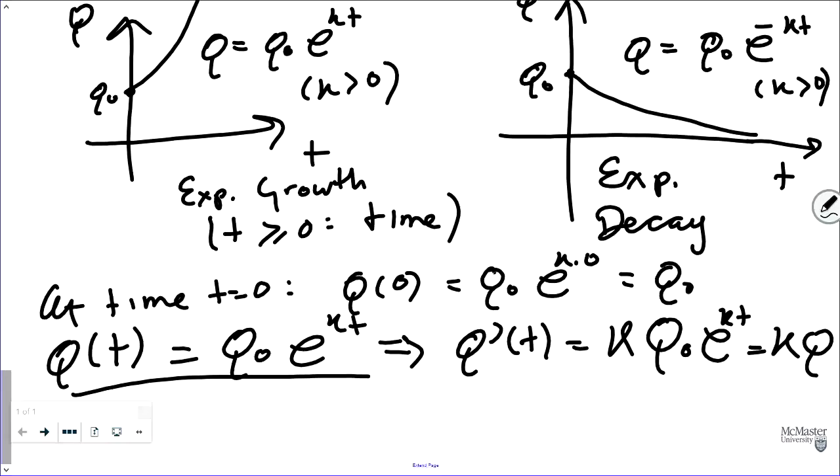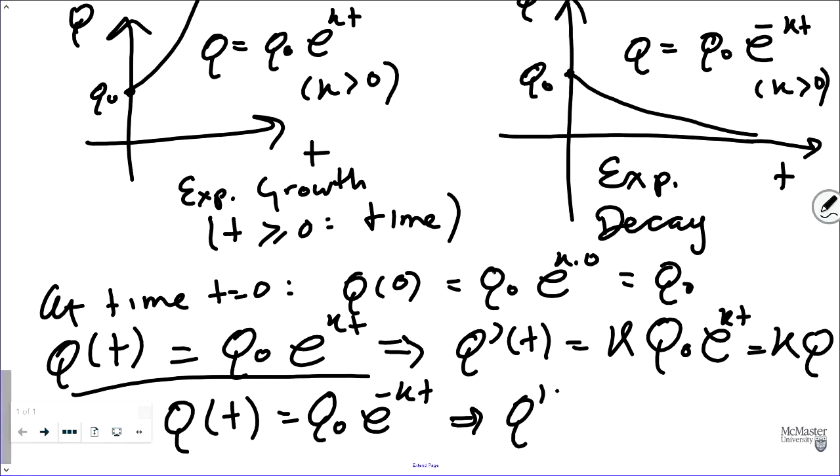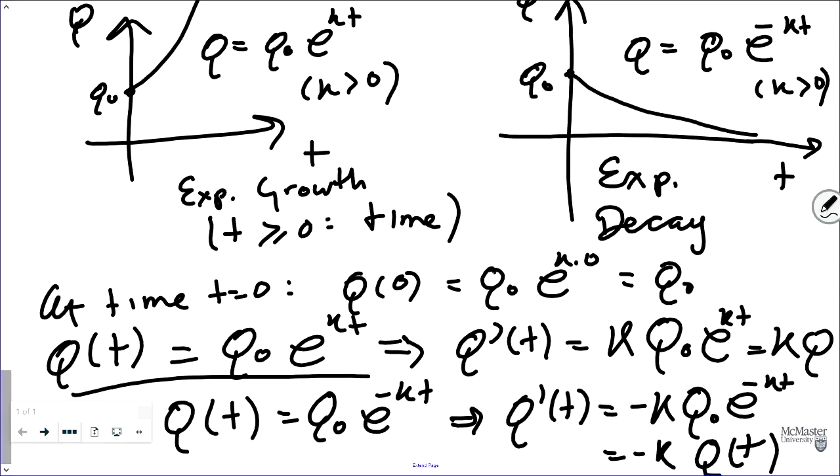So if, on the other hand, you were to make this same analysis for the exponential decay, then what you would have is basically q prime of t equal to minus k q naught e to the minus kt. But if you remember, this is minus k q of t. So this we might bump into later in the course, but this is the first time, most probably, that you have seen a differential equation.